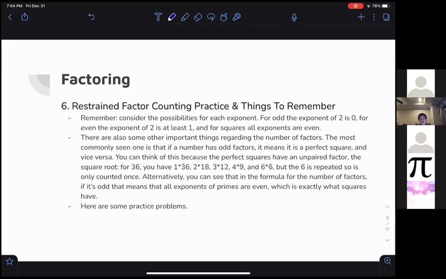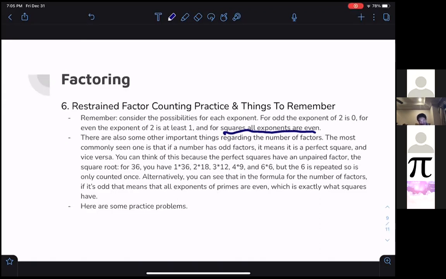Like, let's say you wanted the factors of a number that were divisible by 3. Well, then you would just do the same thing. If it's divisible by 3, the exponent of 3 has one less choice than for all the factors of the number in general. And if it's not divisible by 3, the exponent of 3 must be 0. All right, I hope that's good with all of you. And same thing with perfect squares: all exponents are even. For perfect cubes, they're all multiples of 3, etc.